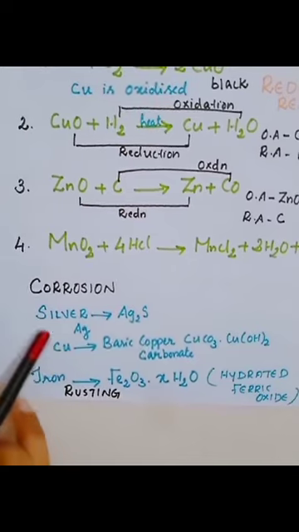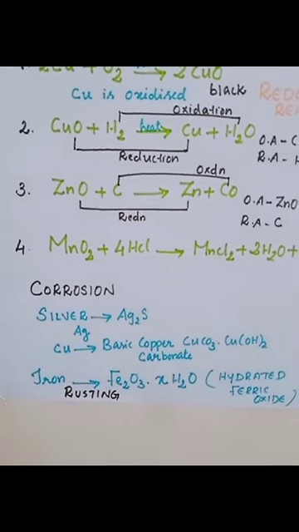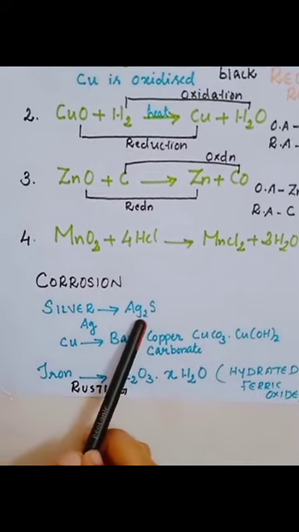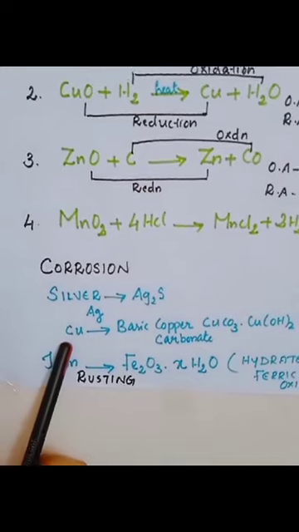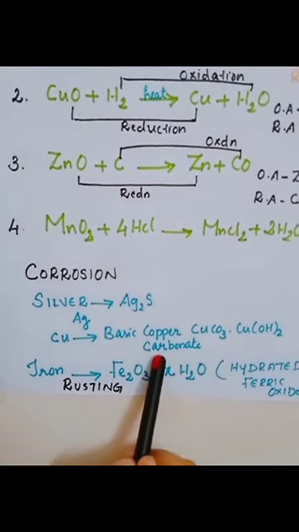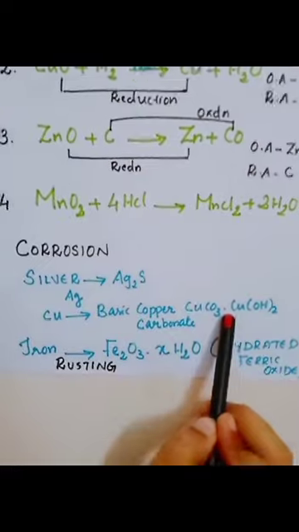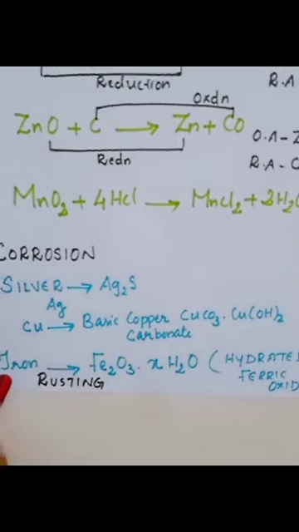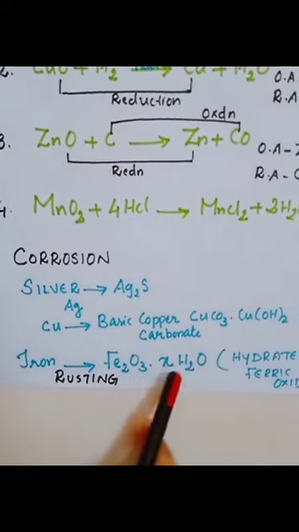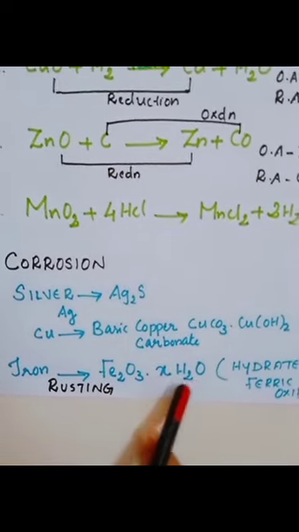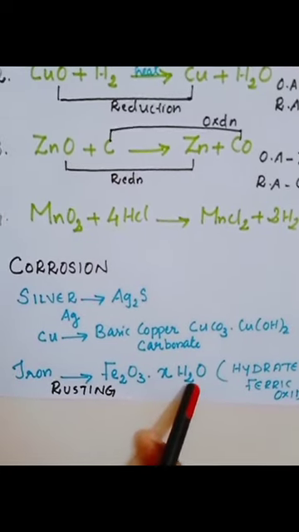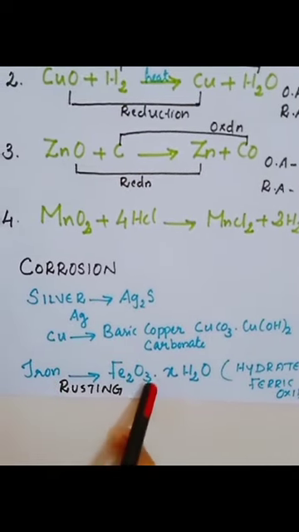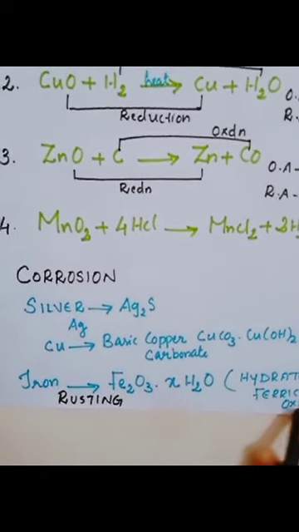During corrosion, different metals are converted to different compounds. For example, silver undergoes corrosion to form silver sulfide. Similarly, copper undergoes corrosion to form basic copper carbonate. The formula is CuCO3.Cu(OH)2. This is the formula of basic copper carbonate. And iron undergoes corrosion to form ferric oxide plus water. Along with ferric oxide, water molecules are also present. So, this is called hydrated ferric oxide.